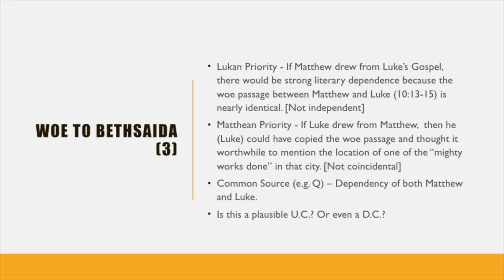Or consider Matthean priority. If Luke drew from Matthew, then he could have copied the woe passage and thought it worthwhile to mention a miracle that had occurred in that city. That would be a designed corroboration. It's not coincidental. Is that the case? Maybe not. Or maybe there's a common source here. The woe passage is Q material. Perhaps there's something going on there.